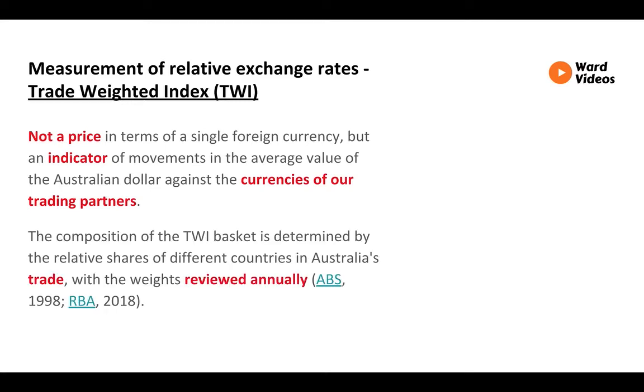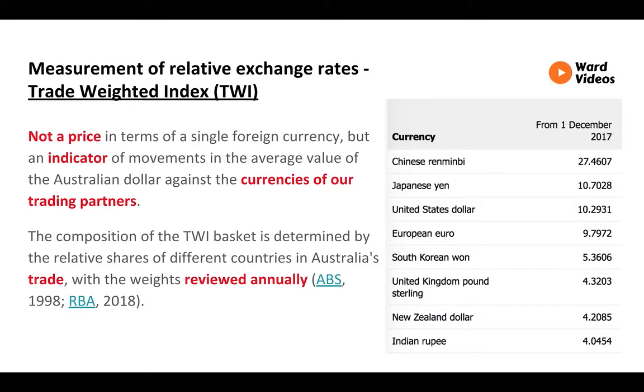The composition of the TWI basket is determined by the relative share of different countries in Australia's trade, with weights reviewed annually. In December 2017, Australia's TWI composition was Chinese 24%, Japanese 10%, and the US 10%. This reflected our trade with these countries.